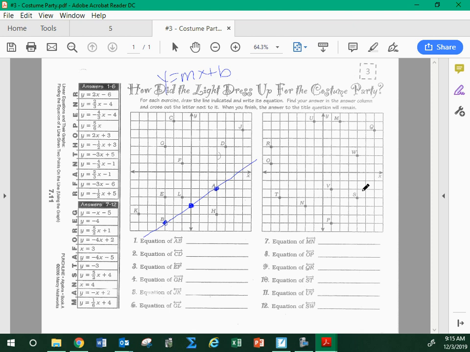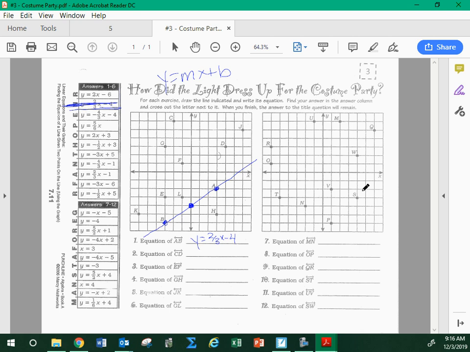All right, so we have our equation then. We have a y-intercept of 1, 2, 3, 4, so my y-intercept is -4. And then my slope is 1, 2, 3, so y equals 2/3 x minus 4. Okay, then it says find your answer in the answer column and cross out the letter next to it. So we look for that equation and cross that out. So you're going to do that, and then what's left is your answer to the riddle. How did the light dress up for the costume?